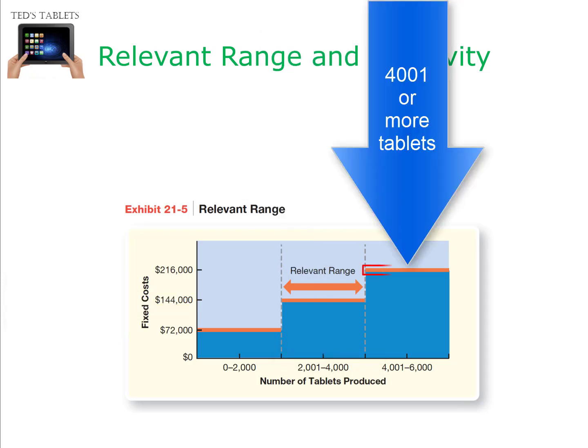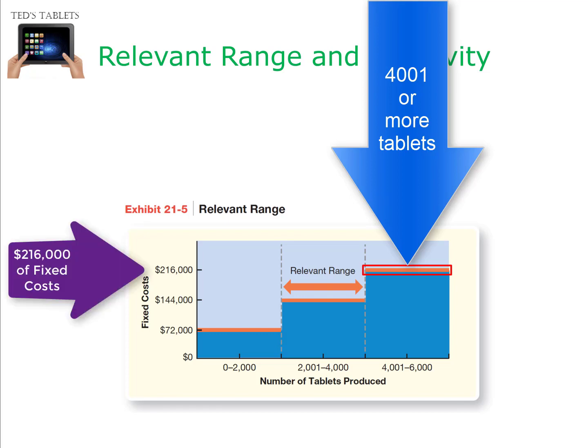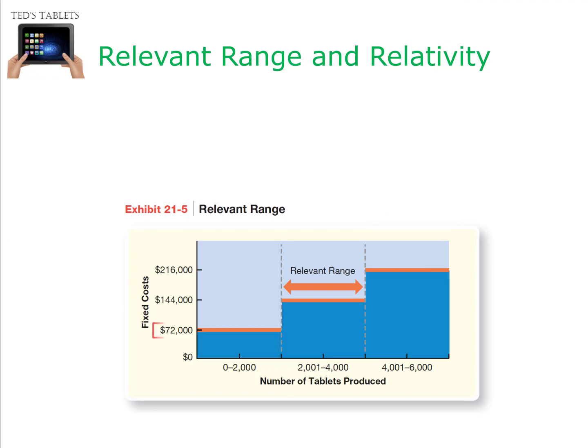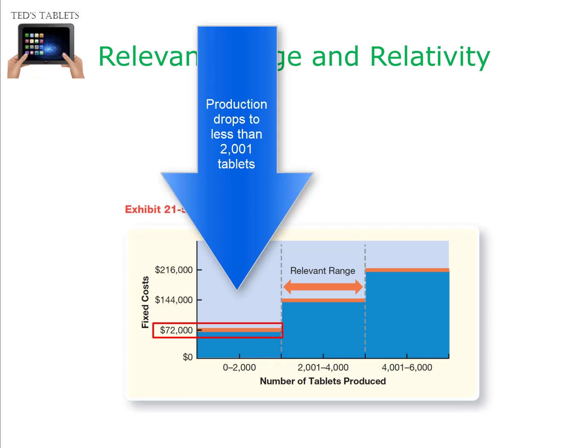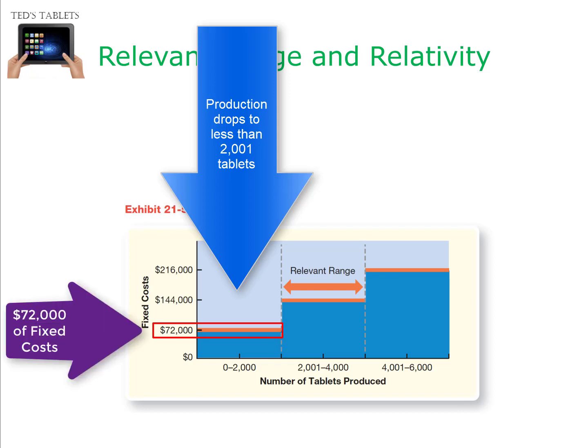To produce more than 4,000 tablets, TEDS tablets will have to expand the company. This will increase total fixed costs for added rent, supervisory salaries, and equipment costs. The graph shows that total fixed cost increases to $216,000 as the relevant range shifts to this higher band of volume. Conversely, if the company expects to produce fewer than 2,001 tablets, the company will budget only $72,000 of fixed cost. Managers will have to lay off employees or take other actions to cut fixed costs. So fixed costs are only fixed within the relevant range.